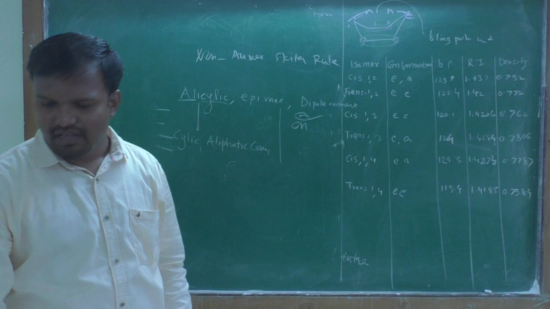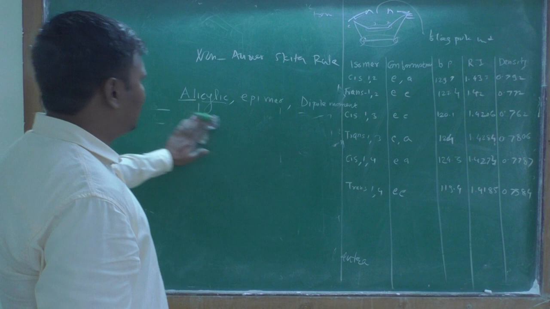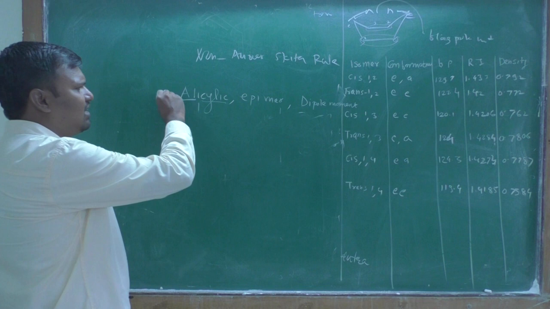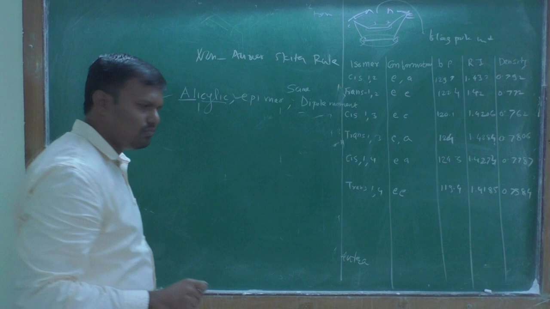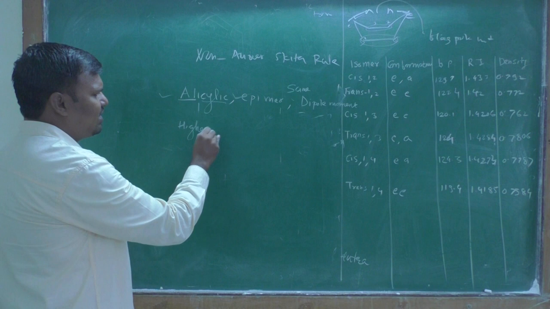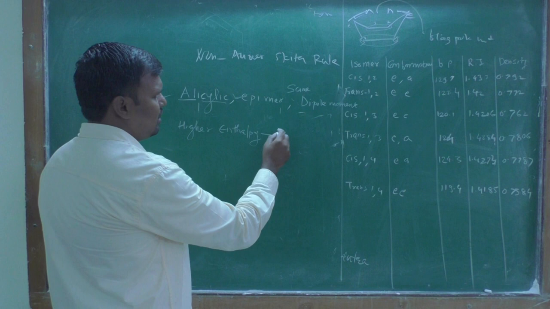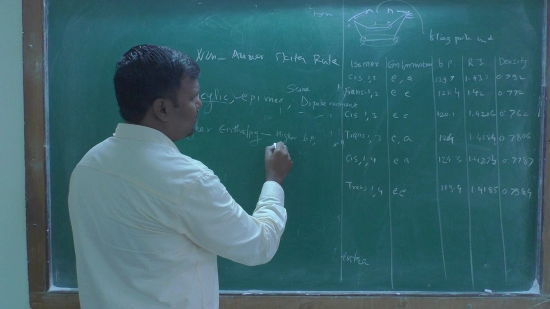Okay, then we will move towards the statement of the Auwers-Skita rule. The Auwers-Skita rule states that of alicyclic epimers, the one having the higher enthalpy and the same dipole shows a higher boiling point, higher refractive index, and higher density.